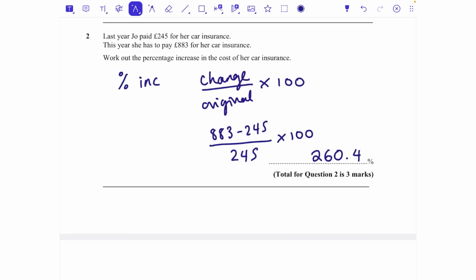Now that makes sense, because if it was a 100% increase, it would have gone from 245 and it would have doubled and been 490. So that would have been a 100% increase. And actually, if we add on another 245, that would have been another 100% increase. So that's not a crazy answer. It seems a little bit crazy, but it's okay.